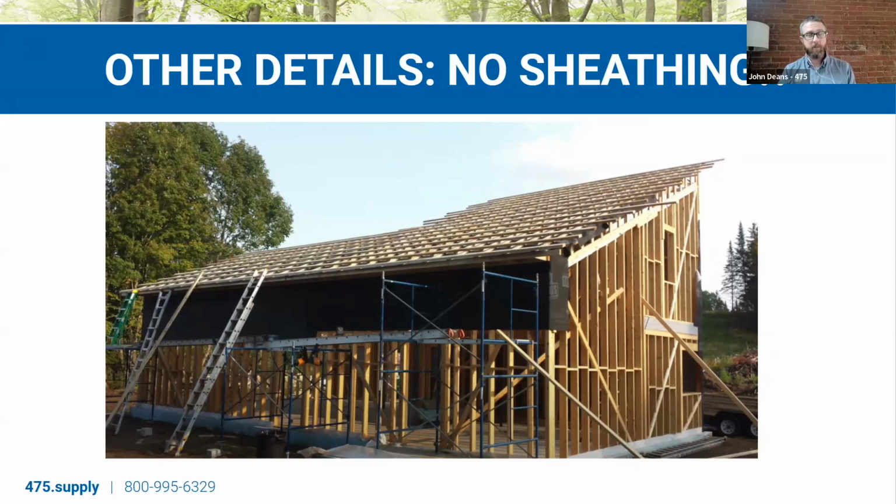Again, get this stuff engineered, talk to consultants, building codes, make sure everything is appropriate for your location. But just another way you can go about it. You can skip the sheathing and then just fasten your roofing right to there, get maximum ventilation.